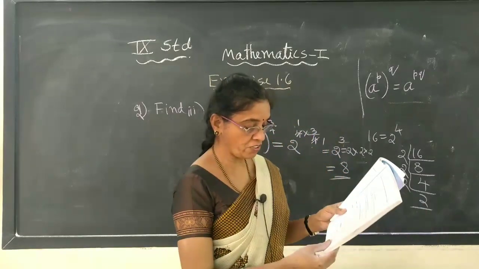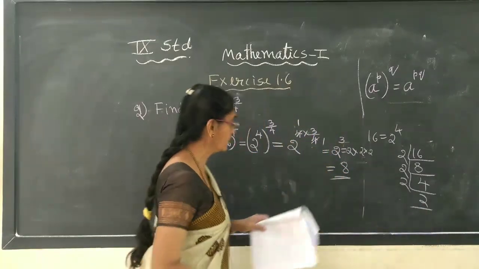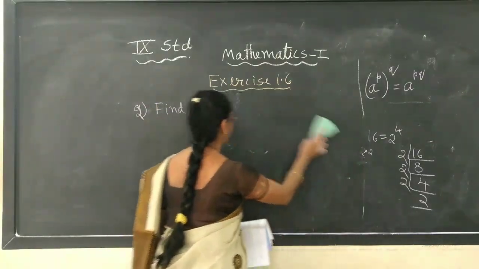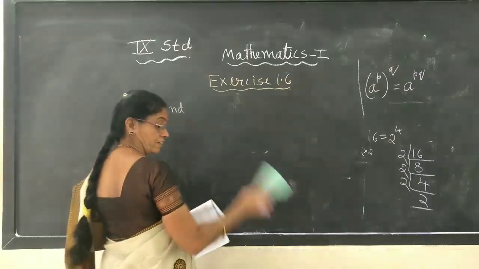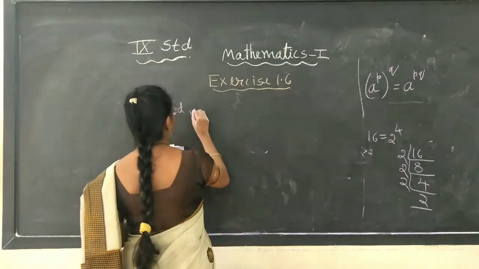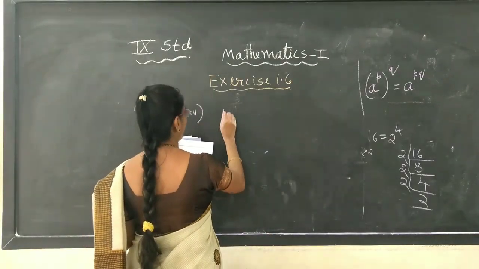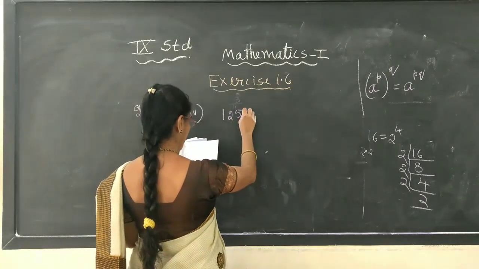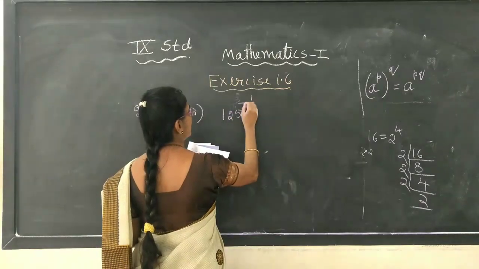So will you say now 125? A minus sign is there, I will do. Should not get confused. Fourth one. It is 125 to the power of minus 1 by 3. Minus 1 by 3.